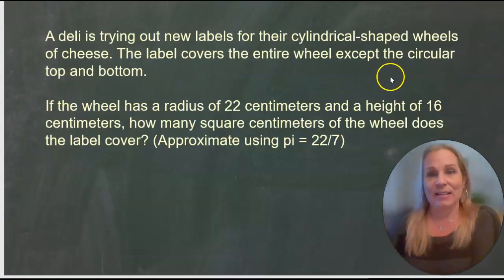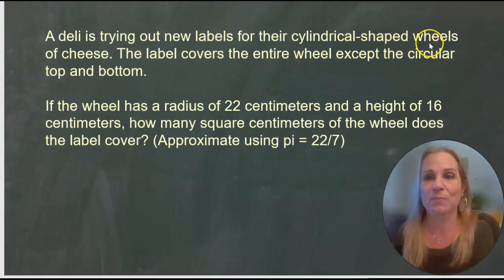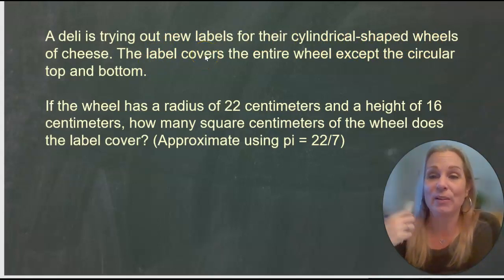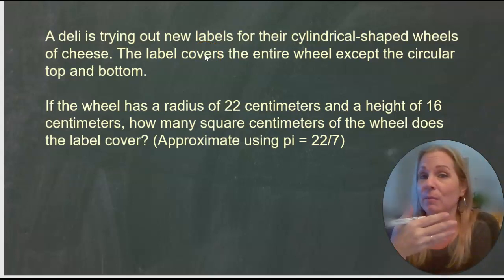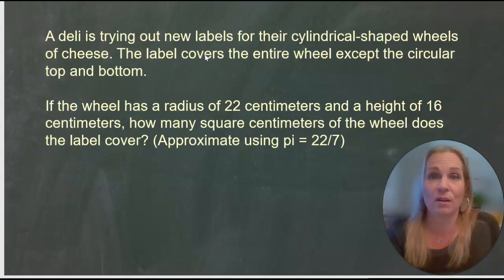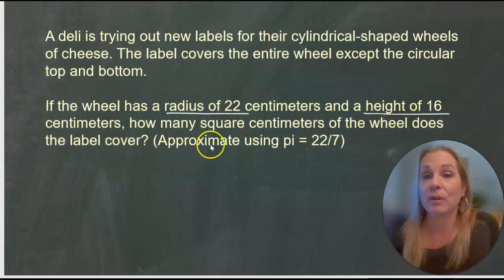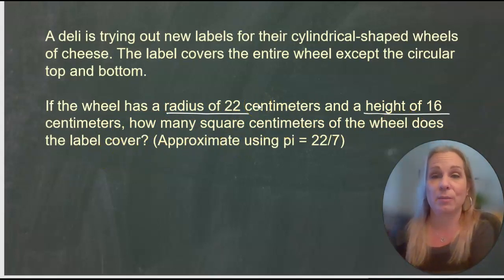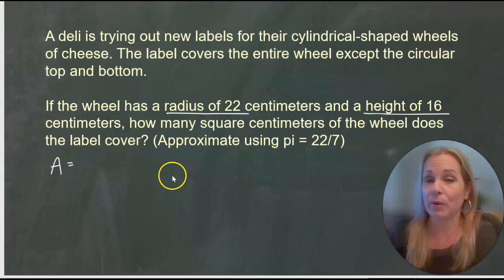All right, let's see. New labels for their cylindrical shaped wheels of cheese. The label covers the entire wheel except the circular top and bottom. Okay, so now we're talking about the circle on the top and the circle on the bottom. We're not looking at those, right? It's not covered by the label. The radius is 22 centimeters. The height is 16. How many square centimeters of the wheel does the label cover? Remember, we're not talking about the top and bottom.